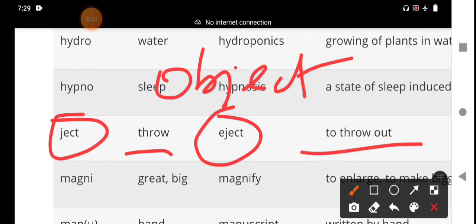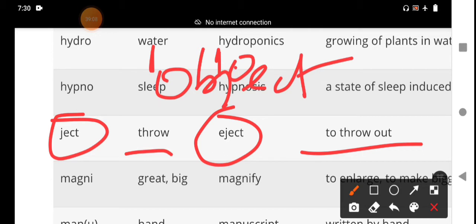Object, with the stress on the second syllable, means I don't agree with your statement. It is a disyllabic word. Objection to your statement: I did not agree with you. That is the meaning of object. When the stress is on the first syllable, object means, what is your object, what is your aim? Another meaning: so many objects, things.